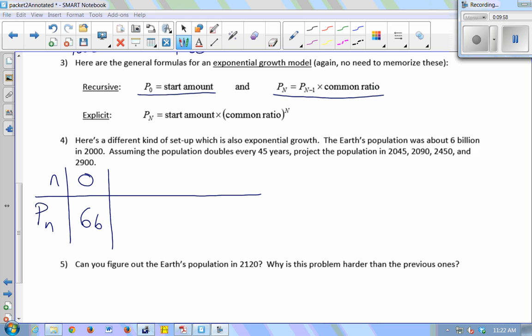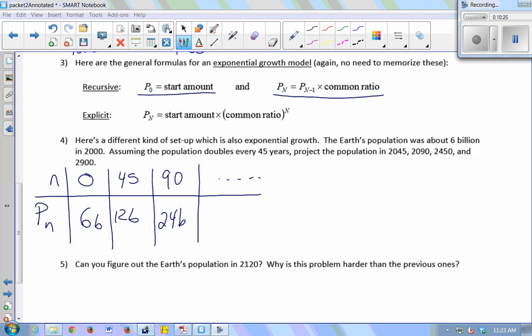So in the year 2045, that's 45 years later, right? What's the population going to be? 12 billion, because every 45 years, the population doubles. Okay. And then in the 2090, what's my population? 24, because the population will double again. Another 45 years has gone by, population doubles again, and I get 24 billion.